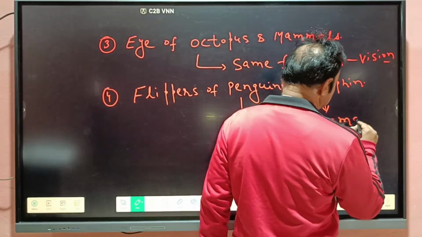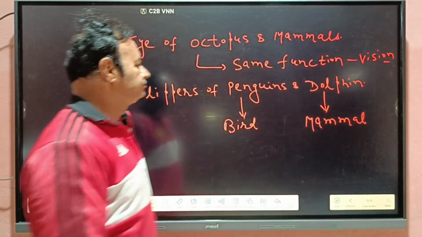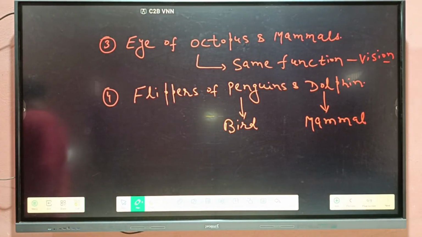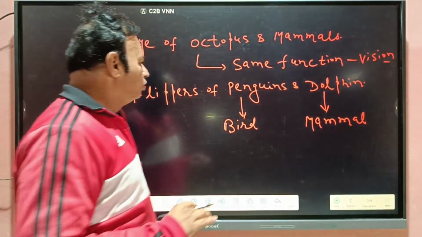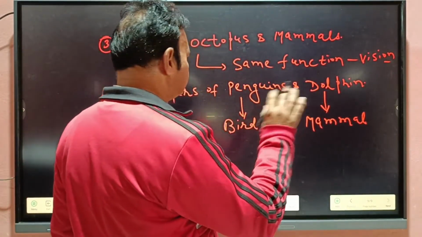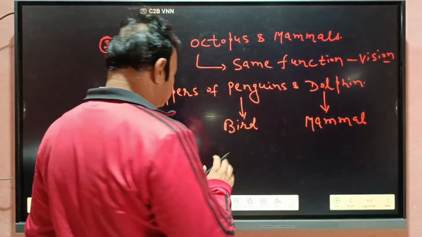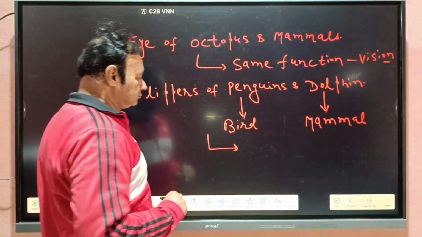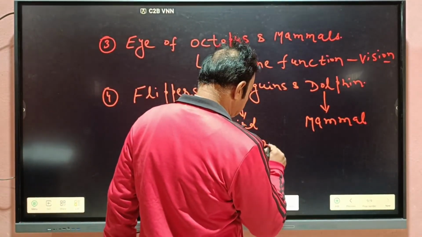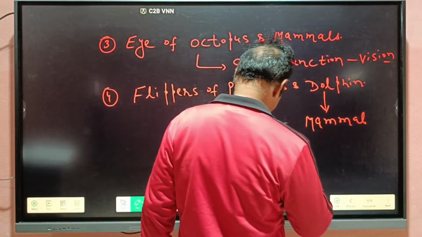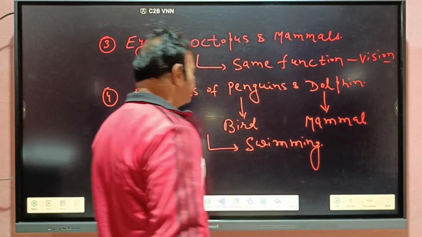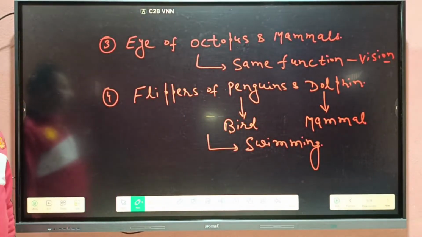Dolphin comes under mammal, but they have the same function, swimming. The internal structure of the flippers of penguin and dolphin is different, but they have the same function: swimming. So these are also examples of analogous organs.